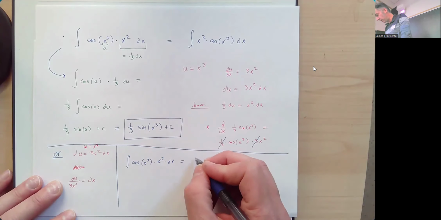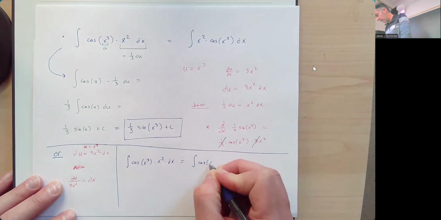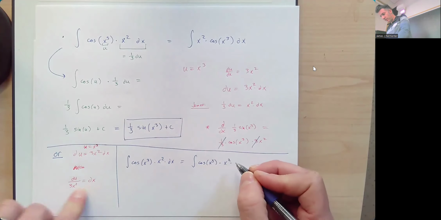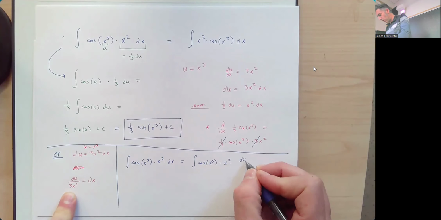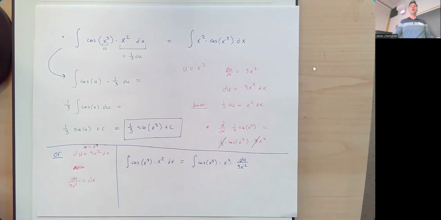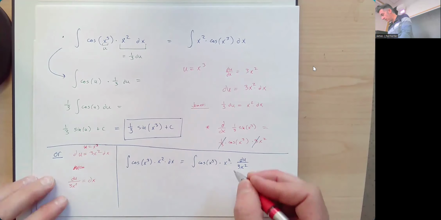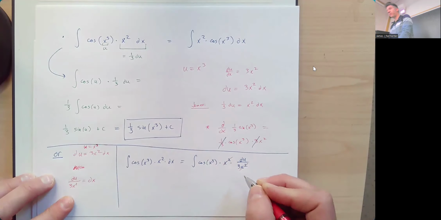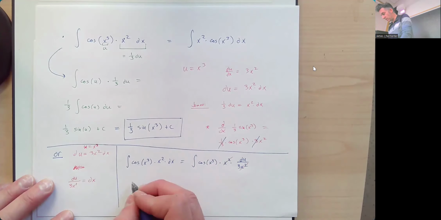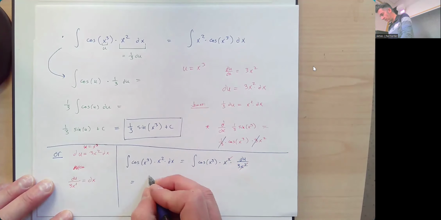So we're just going to replace the dx. We have cosine of x cubed times x squared times the thing that dx is equal to, which is du over 3x squared. And then immediately what you should try to do is cancel the x squared underneath your du. And it does. The x squared here cancels with the x squared there. And then you can continue on replacing every other instance of x with whatever it's equal to in terms of u. So this x cubed here gets to be replaced by u.